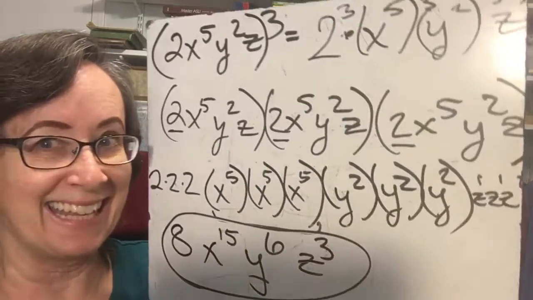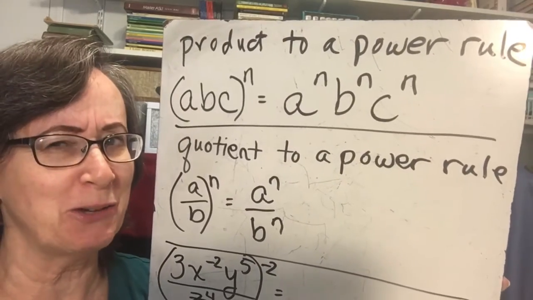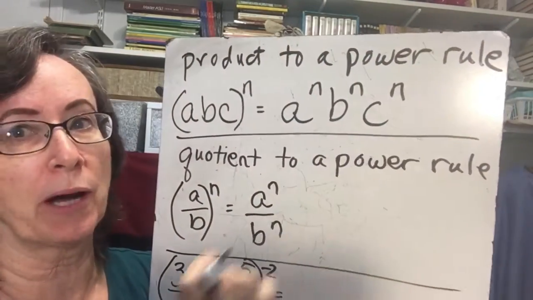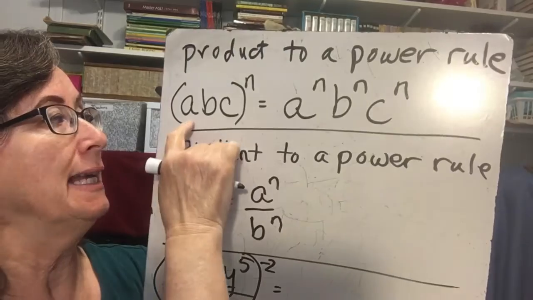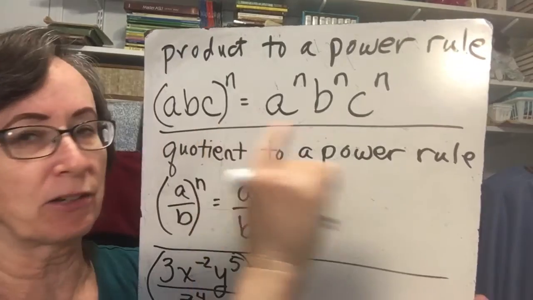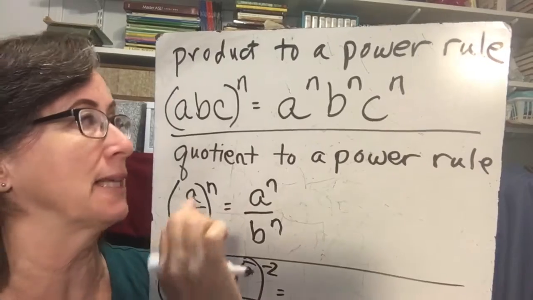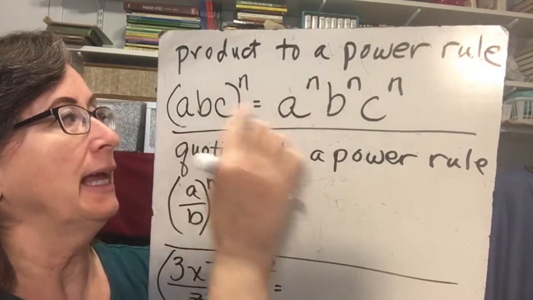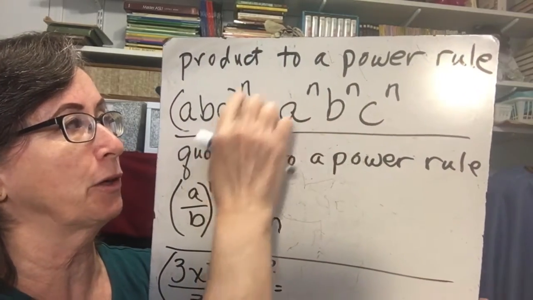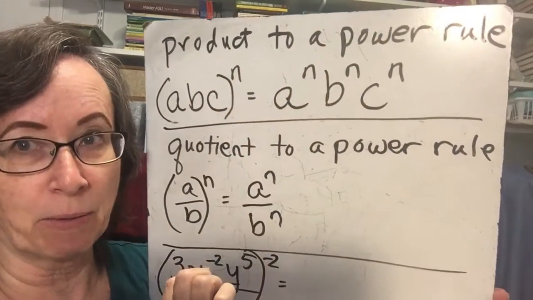So let's see that rule in action. Okay, I'm going to throw 2 rules in here that your book is using but not formally stating. So I'm going to introduce the product to a power rule. Anytime I have a product raised to a power, your book is telling you how to do the rule but not necessarily stating it. So I'm going to just give you a rule for this, okay? A product raised to a power is the first part of the product raised to the power, the second part of the product raised to the power, the third part of the product raised to the power, and so on. So each factor gets raised to that power.